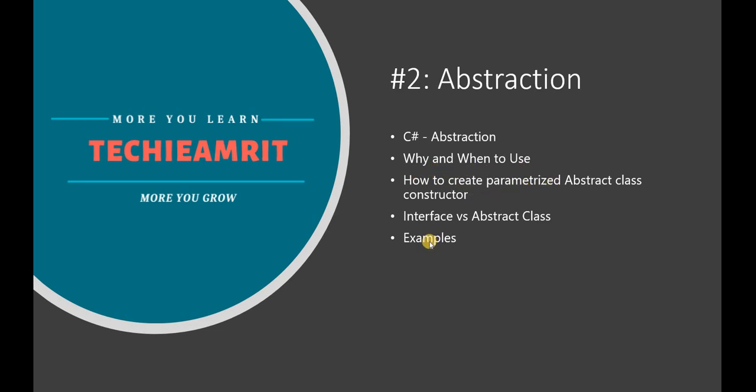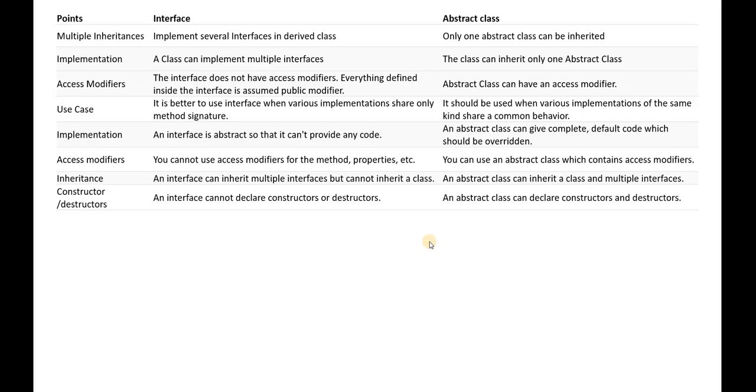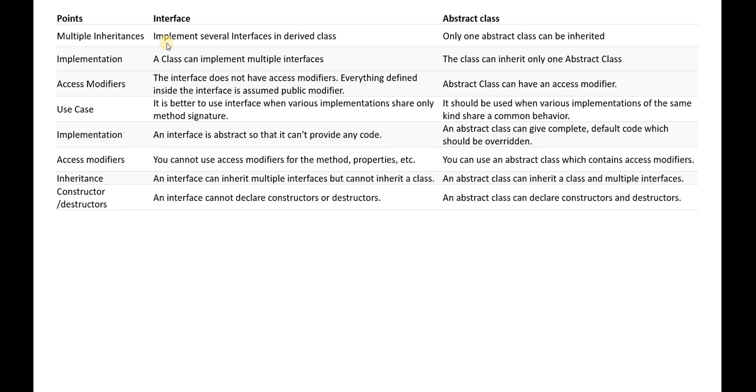Now come to the difference part. I just created a small differentiation section for you. Here you can see, in interfaces you can implement multiple interfaces. If I created two interfaces, you can implement as many interfaces as you want in your derived class. But in an abstract class, only one class can be inherited, because an abstract class works with the concept of inheritance. As you can see, interfaces don't have any access modifiers. Everything defined inside the interface is assumed to be public.